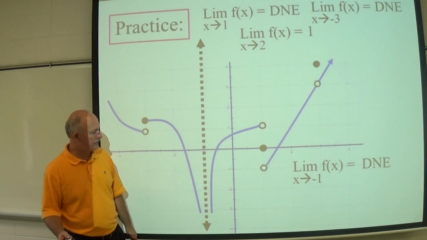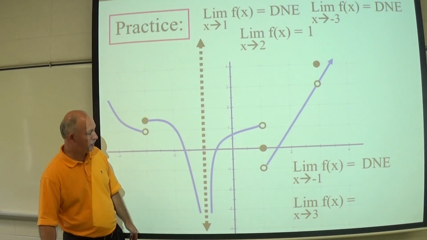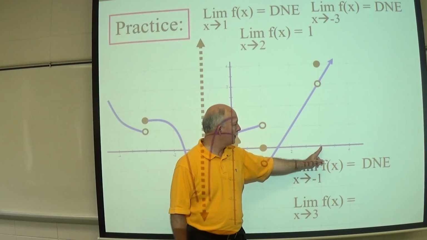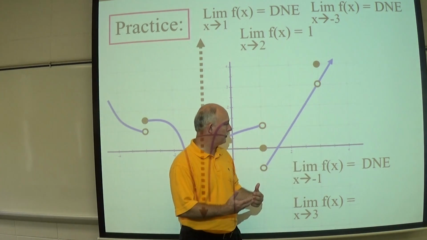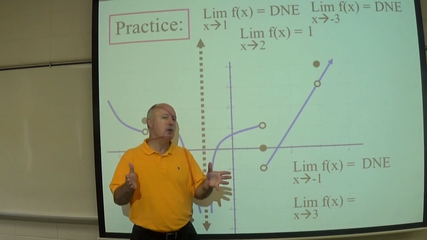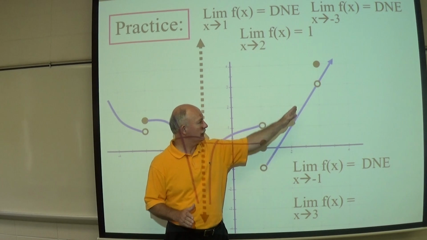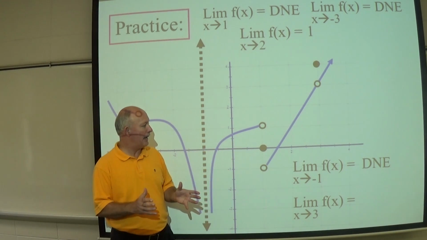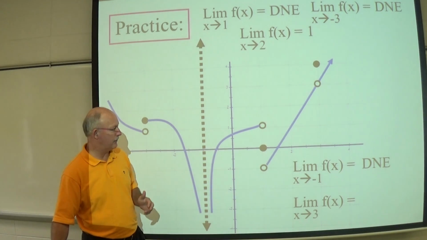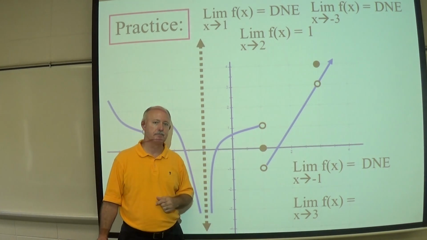Okay, let's try the limit as x approaches 3. Now, this is 1, 2, 3 is right here. Let's see if we can get this one correct. Now, once again, I want you to pause the video, write down what you think your answer should be. So look at the graph, look at the graph. And when you come back, we're going to let you check your answer and see if you were able to get the correct answer on this one.